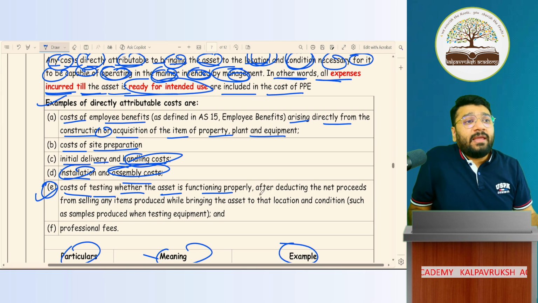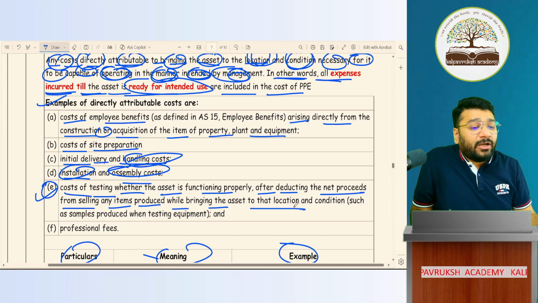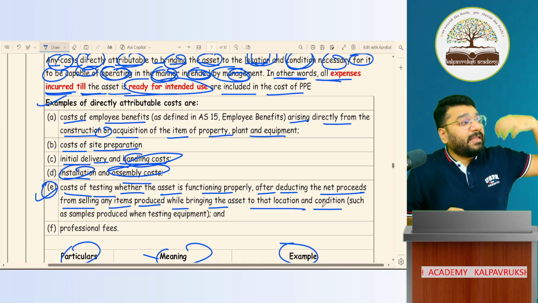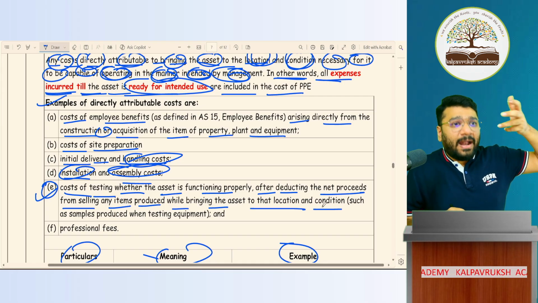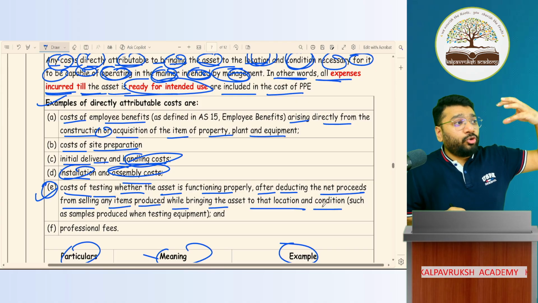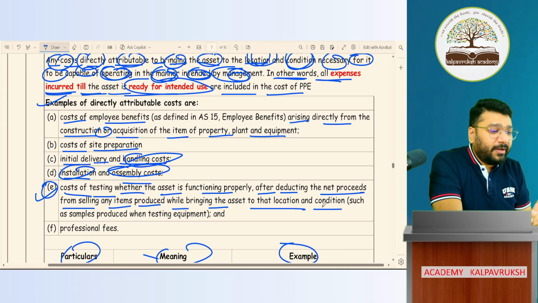And this should be after deducting the net proceeds from the selling of any items produced while bringing the asset to that location and condition. So when you did the sample testing, during that period, if there is any product either good or bad generated which you have sold or scrapped, so that sale value should be subtracted from the trial run cost, and net trial run cost is a part of your cost of PPE. Got it, not got it?